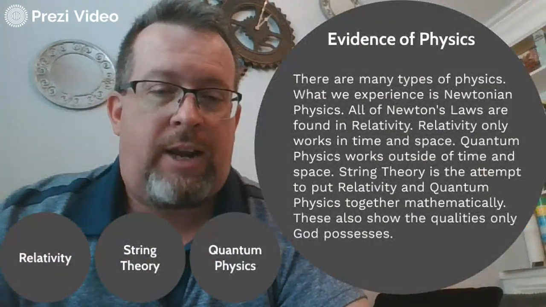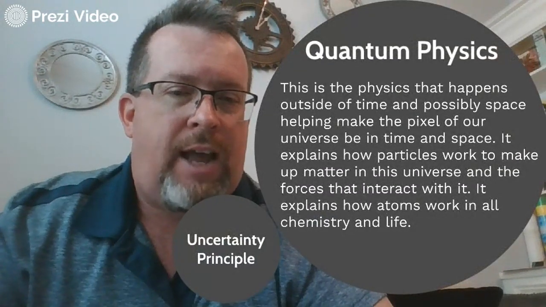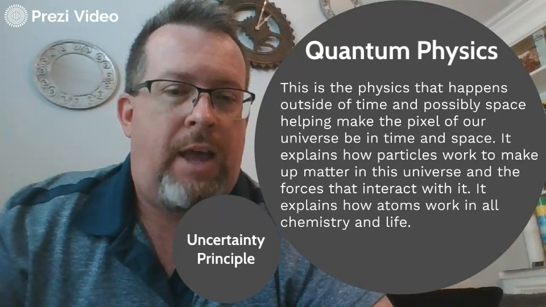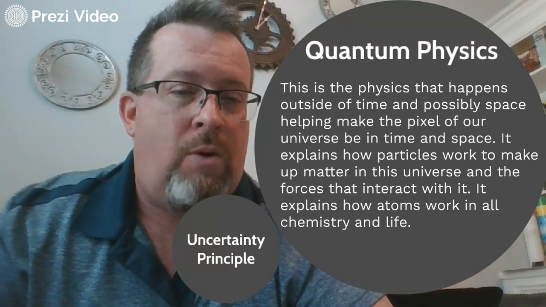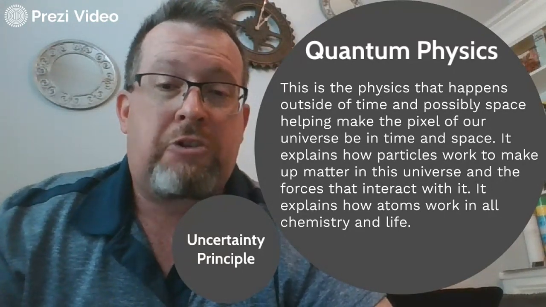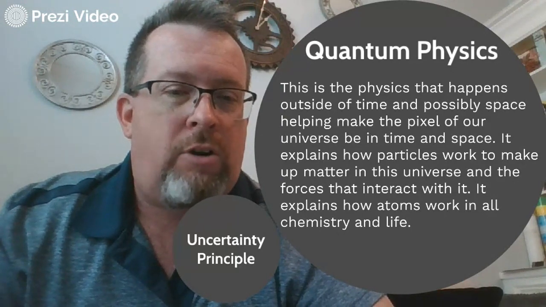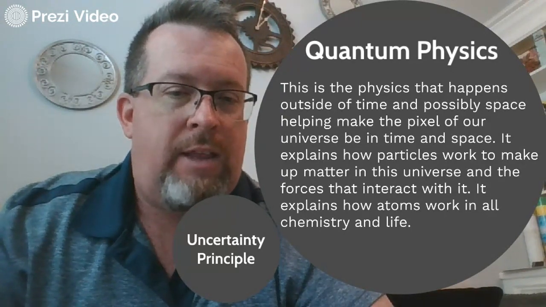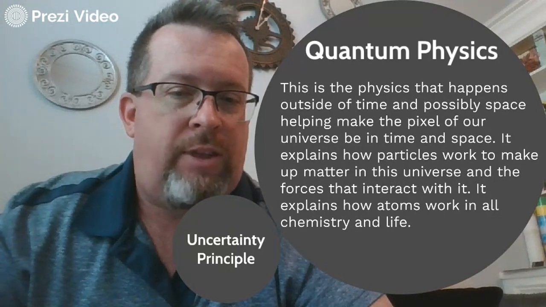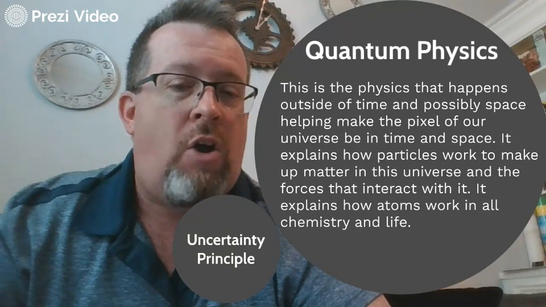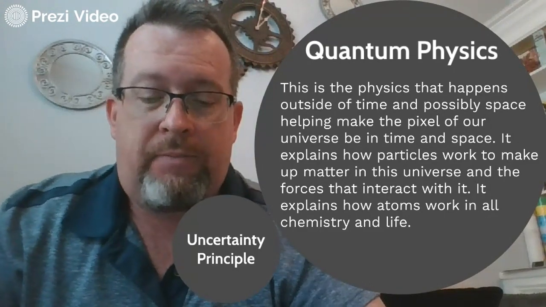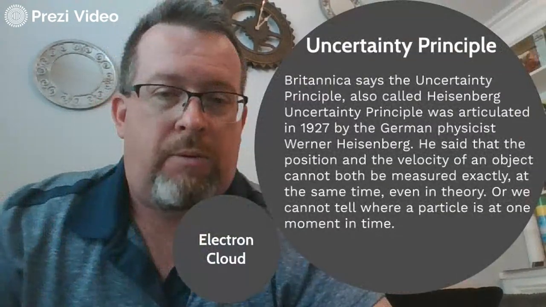So that takes care of string theory. Now let's go on to quantum physics. This is the physics that happens outside of time and possibly space, helping make the pixel of our universe be in space and time, even though the electron itself is outside of space and time because it is timeless, because it's moving at the speed of light. It explains how particles work to make up matter in this universe and the forces that interact with it. It explains how the atoms work in all chemistry and life, and that has to do with the uncertainty principle.